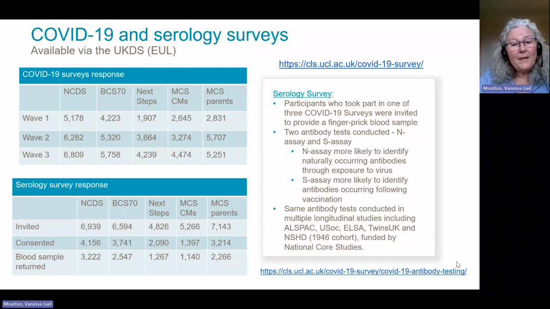As well as the online surveys, participants who took part in the COVID surveys were invited to provide blood samples. 2 antibody tests were conducted, the NSA and the SSA, and the same antibody tests were conducted in multiple longitudinal studies, including ELSA and NSHD, the 1946 cohort. In particular, I just want to stress what makes the CLS COVID surveys unique from most other COVID surveys is that they are embedded in the survey and can be used with all the wealth of prospective information collected pre-pandemic to investigate outcomes during the pandemic, and very soon, excitingly, post-pandemic too.